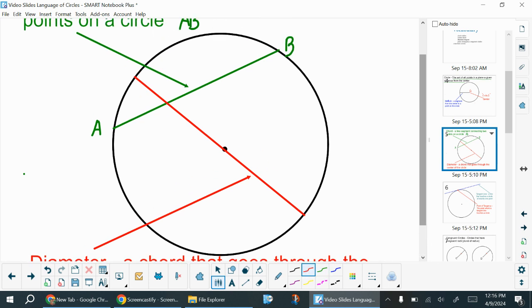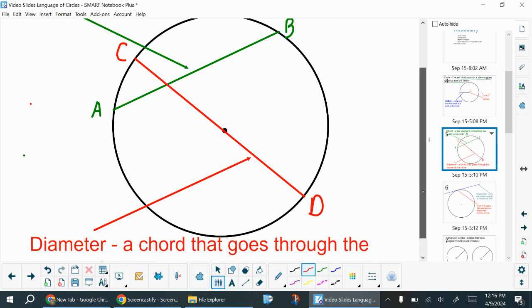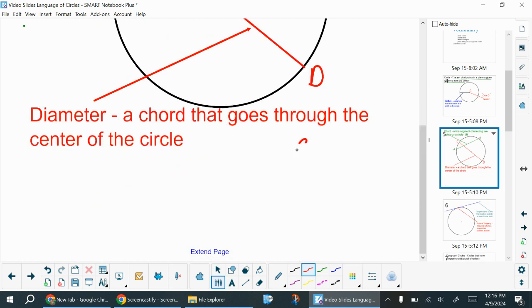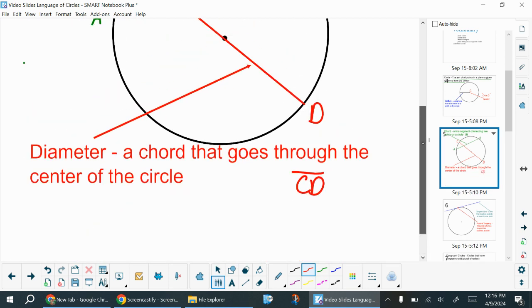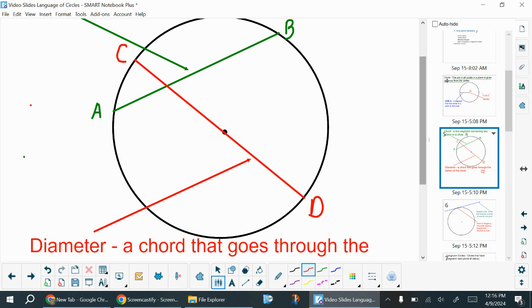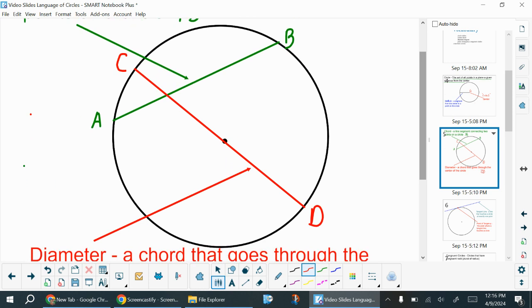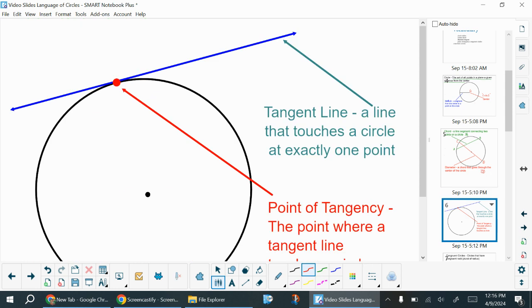Now, a chord that goes specifically through the middle is called a diameter. Right? So it's still a chord because it connects 2 points on the circle, but it goes through the center, and so we call that a diameter. You'll see diameters in formulas as well, like the circumference of the circle is pi times the diameter. But the diameter itself is that segment that goes from one point through the middle all the way to the other point.